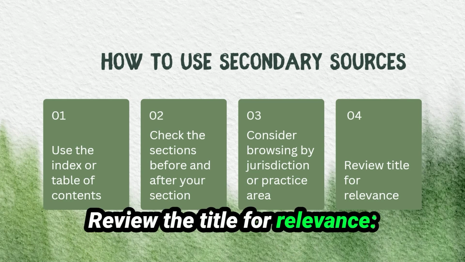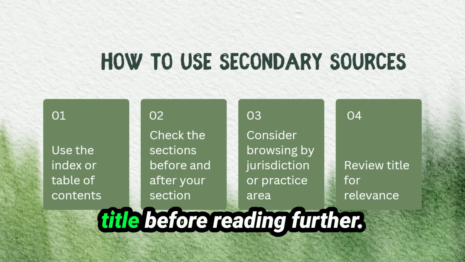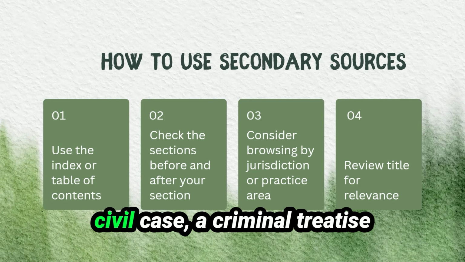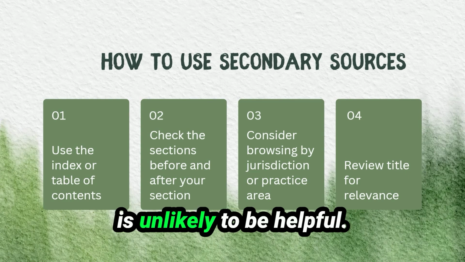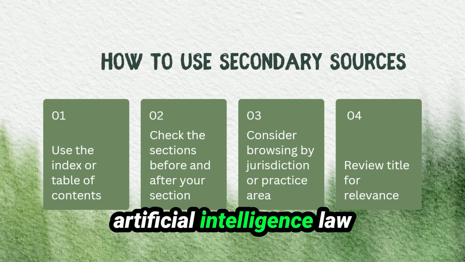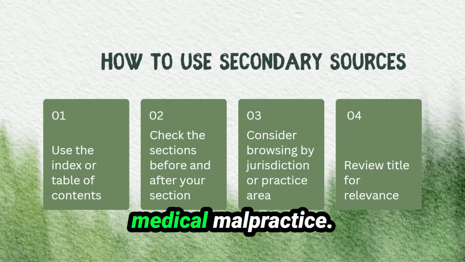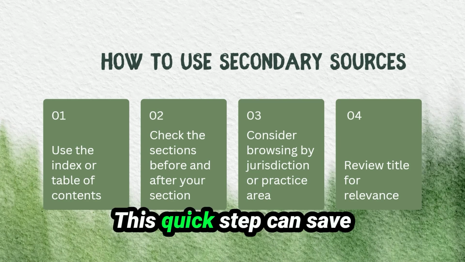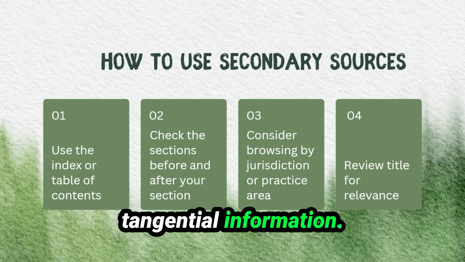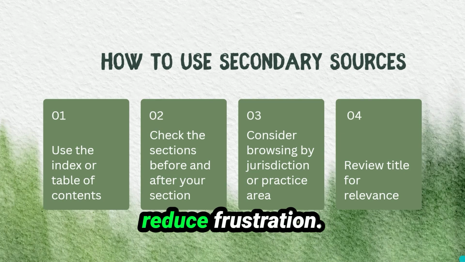Review the title for relevance. After you've done a keyword search, take a glance at the title before reading further. If you're doing a search for a civil case, a criminal treatise is unlikely to be helpful. Similarly, a treatise about artificial intelligence law is unlikely to be helpful to you if you're searching for information about medical malpractice. This quick step can save you from wasting time on tangential information. Using these strategies will help you research more efficiently and reduce frustration.